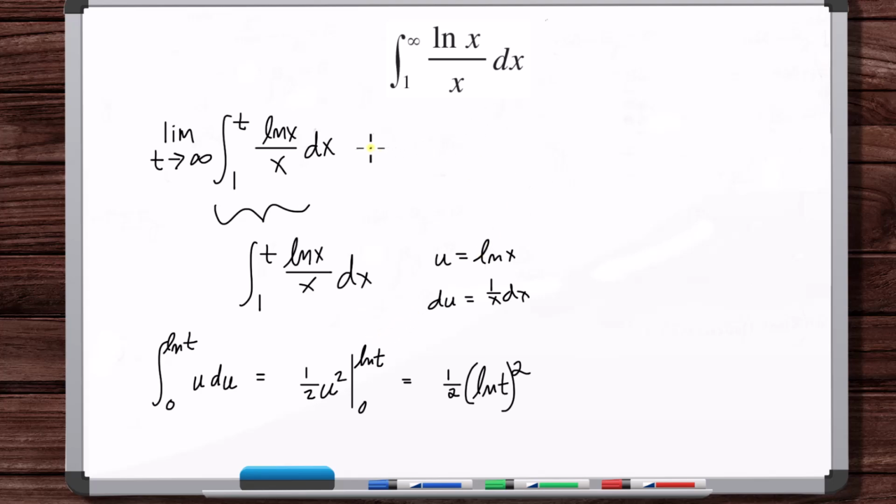So we've got the limit as t approaches infinity. We could take out the 1/2. Natural log of t as t goes to infinity goes to infinity. Infinity squared is infinity. 1/2 times infinity is infinity. So this diverges to infinity.